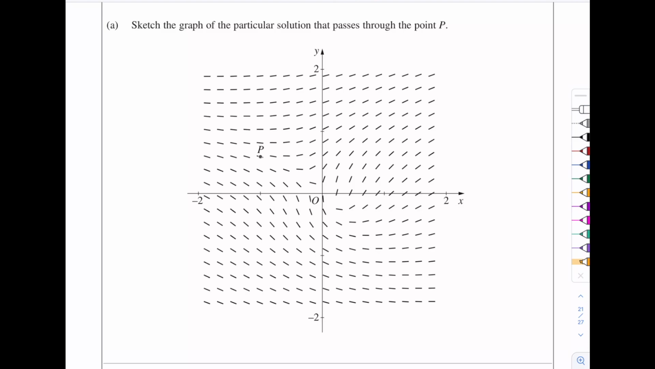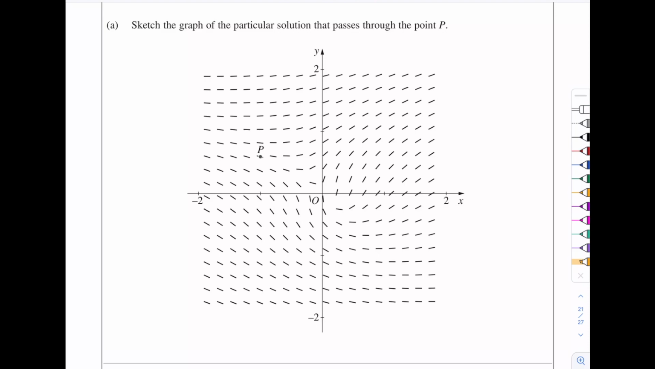But the main thing we want to make sure of with a question like this is that whenever we draw our particular solution, we never cross over any of these little line segments that are drawn in for us. The reason is that those line segments actually represent a part of a tangent to a particular solution at that point. And obviously the tangent isn't going to cross through the curve, so it has to be tangent to the particular solution.